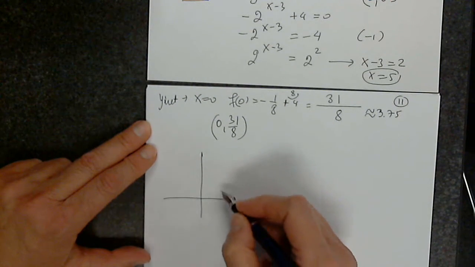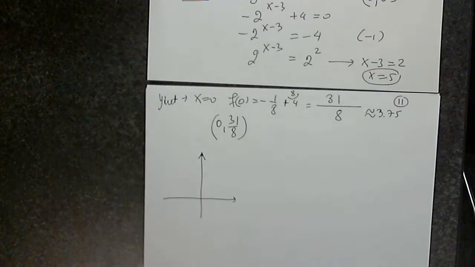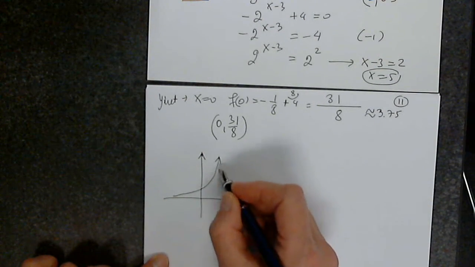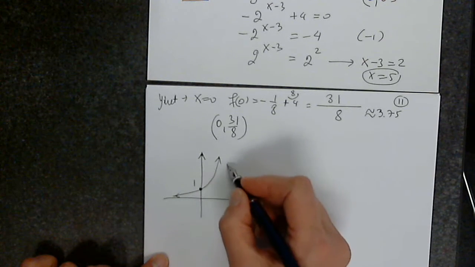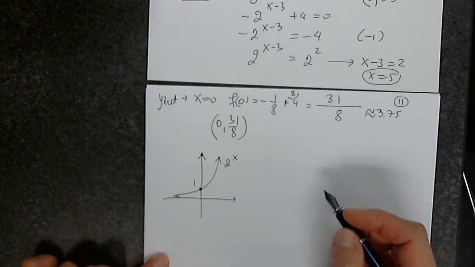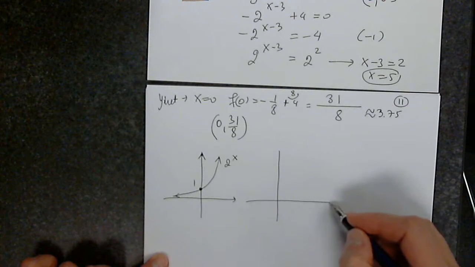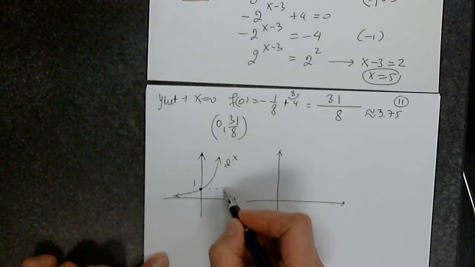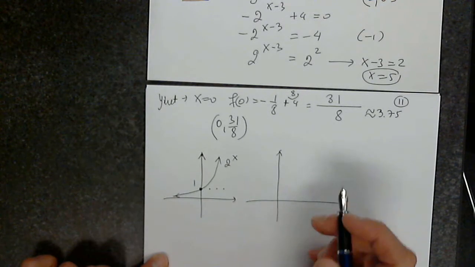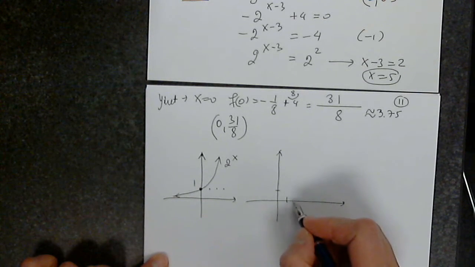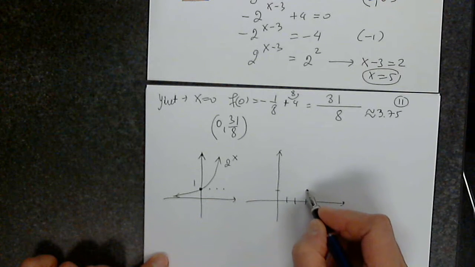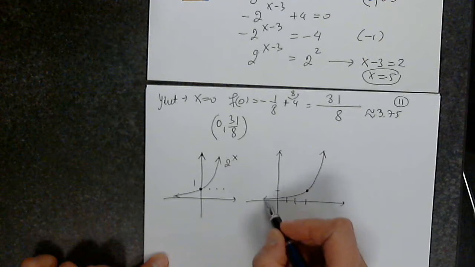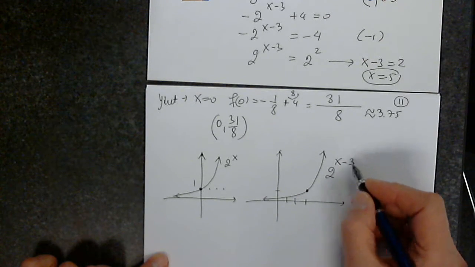First, I graph 2 to the x. I know it's an exponential function with a base greater than 1, so it has to do this. And it has to cross at 1, so this is 2 to the x. Now I have to graph 2 to the x minus 3, which means this point moves 3 units to the right. So it will be at 1, 2, 3. (3, 1). So this is 2 raised to x minus 3.